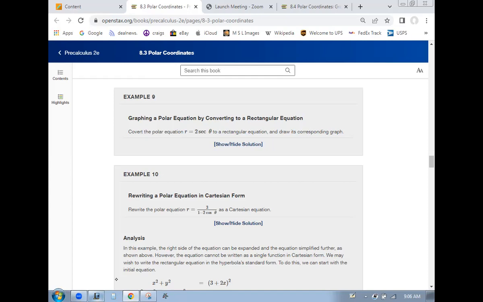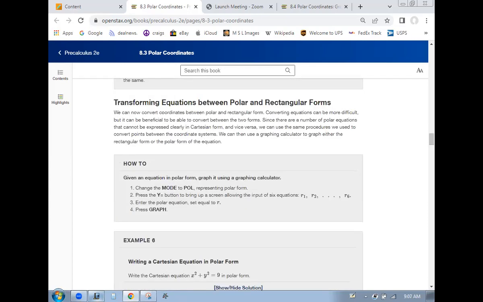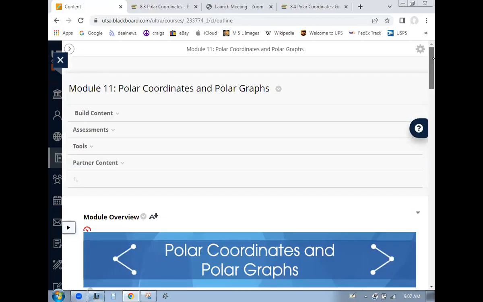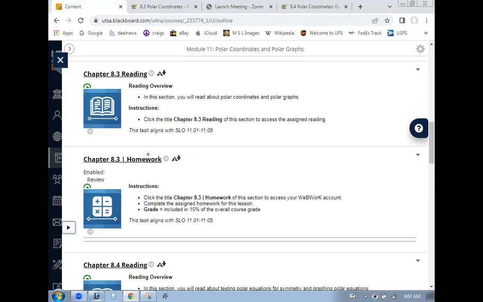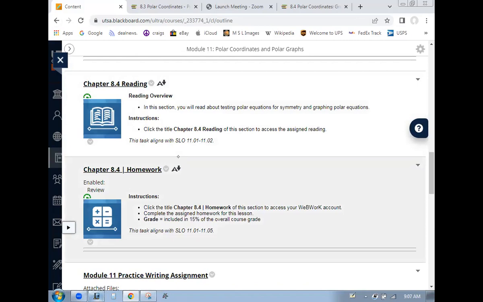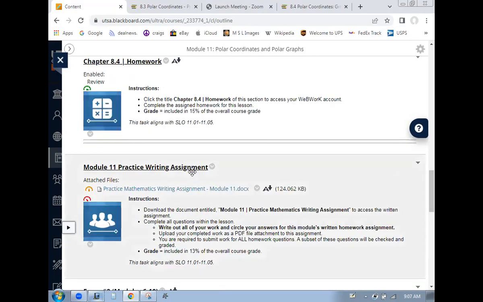Yeah, Blackboard's wrong. Yeah, because this module, module 11, has an 8.3 homework and an 8.4 homework. So there are two homework assignments here for this module. Not sure why Blackboard is incorrect. And there's also a practice writing assignment, so I guess three homework assignments here.